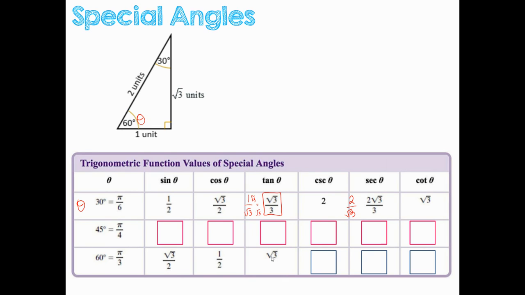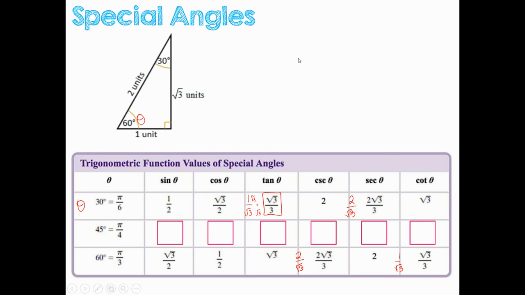Cosecant, we're going to find by taking the hypotenuse over the opposite. So again, we're going to have 2 over root 3, which we cannot leave, so we're going to end up getting 2 root 3 over 3. Secant is going to be your hypotenuse over adjacent, so here we'll have 2 over 1, which just is going to equal 2. And cotangent of theta is now going to be 1 over root 3, which again we're going to rationalize to be root 3 over 3.